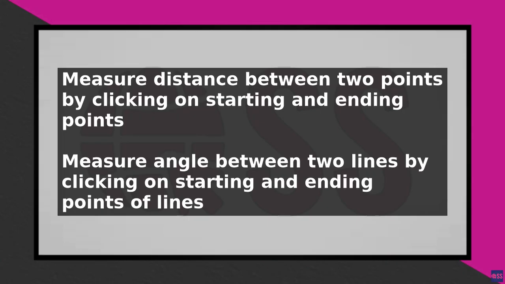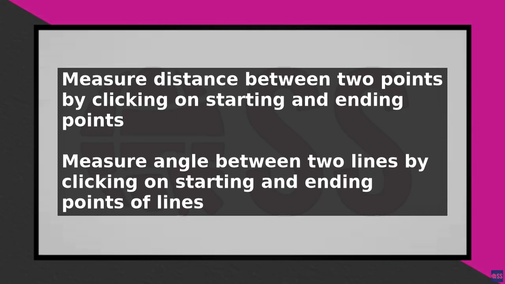units. To measure the angle between 2 lines, select the Measure tool and click on the starting point of the first line. Then, click on the ending point of the first line and finally click on the ending point of the second line. The Measure tool will then display the angle between the 2 lines in degrees.